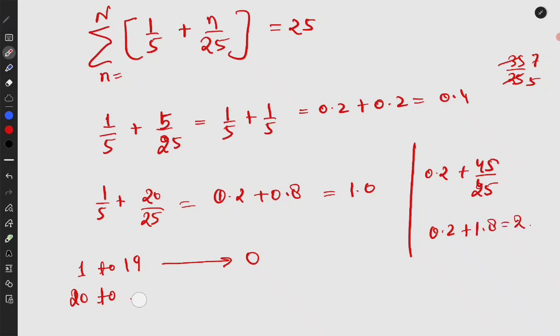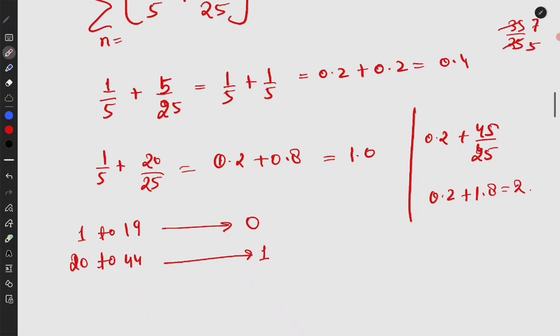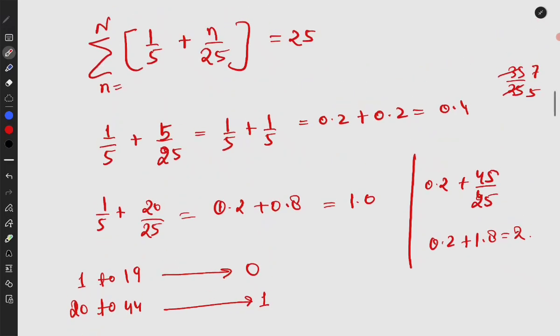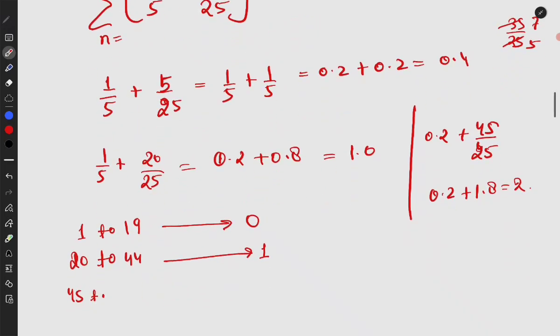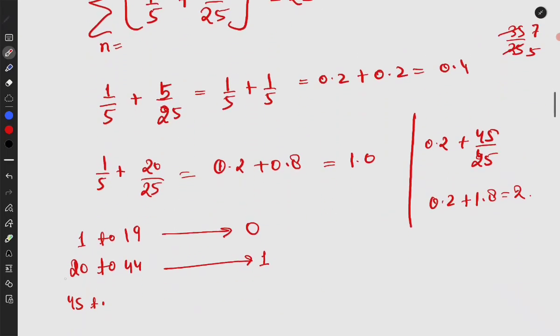From 20 to 44 it will be 1. And after that it will become 2, right? From 45 onward it will become 2. Now the thing is, we need a sum of 25. So if you add the numbers from 20 to 44, you'll get 44 minus 20 plus 1. This will give us 25.